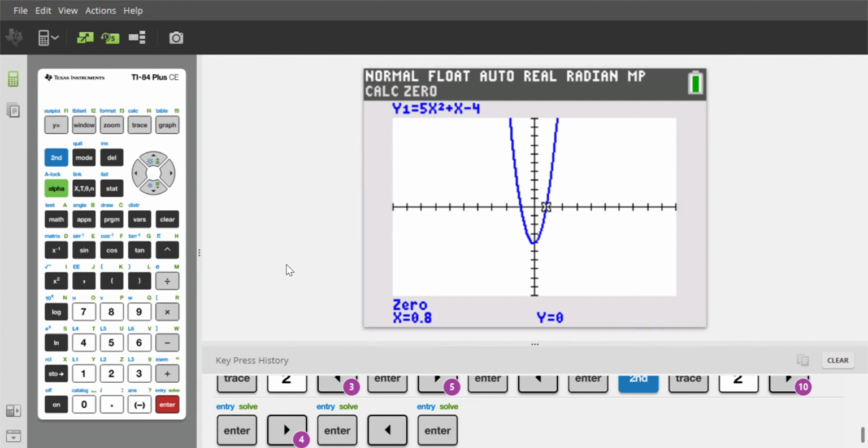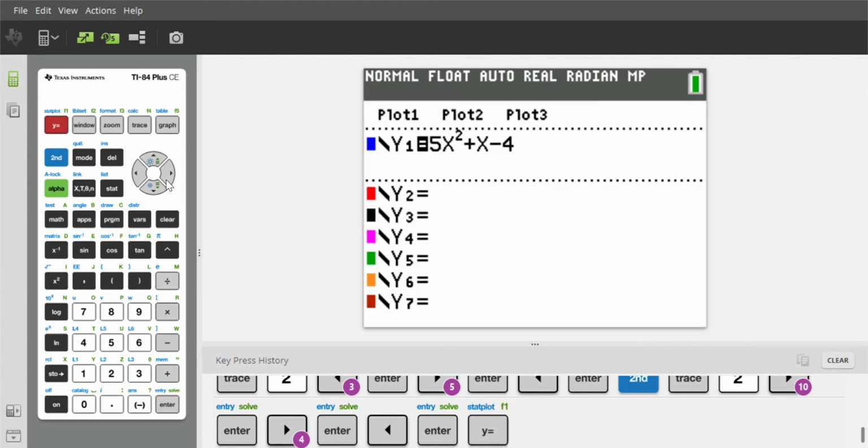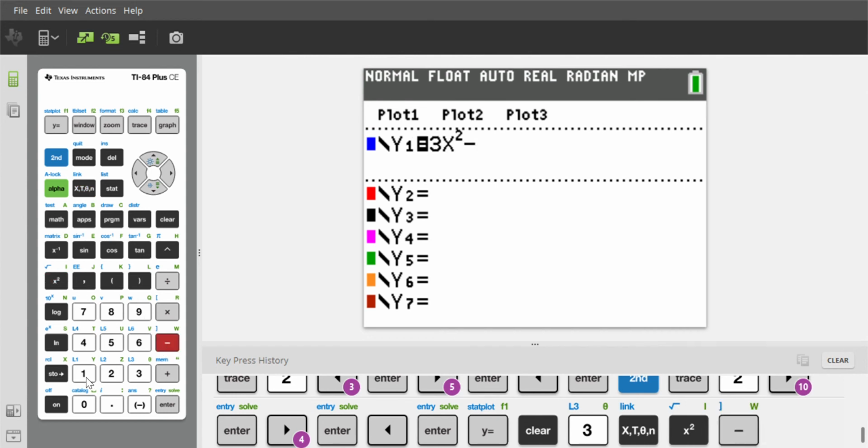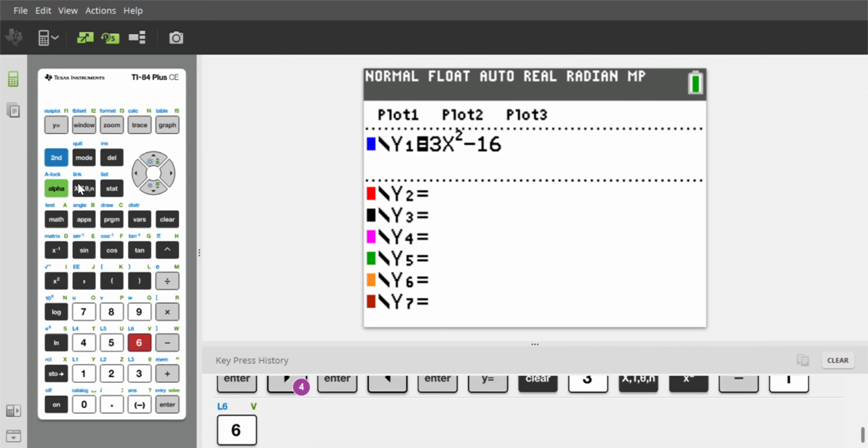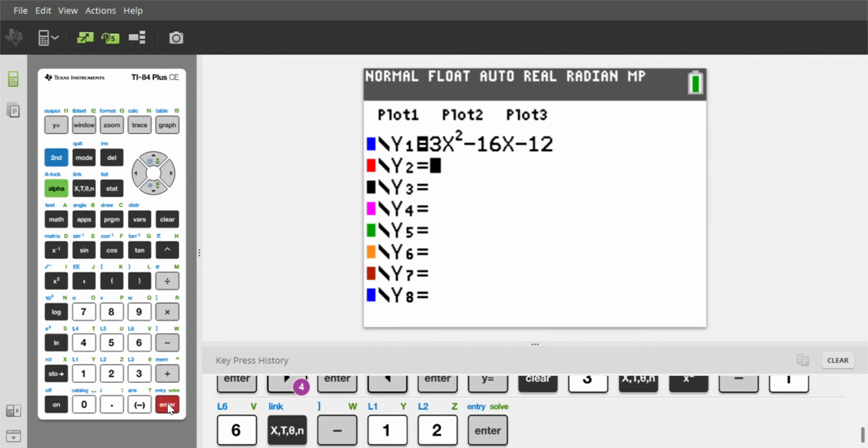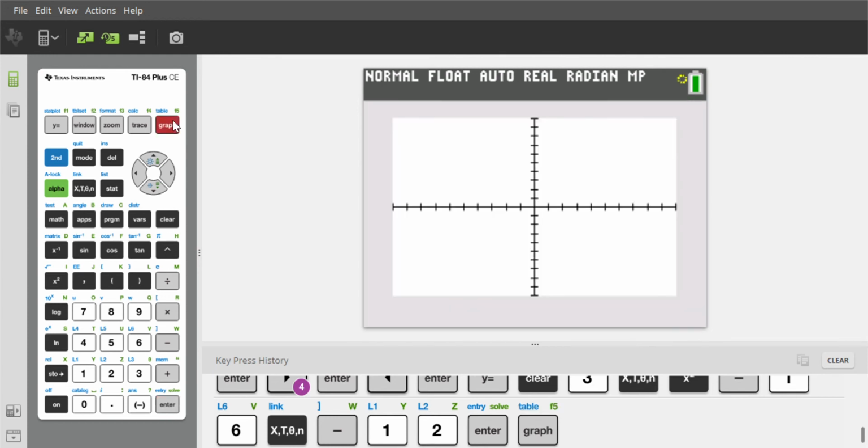Okay, let's do another example where the answer is not going to be in tenths. So let me clear this out. And let's enter 3x squared minus 16x minus 12. So 3x squared minus 16x minus 12. Okay, and there's my function. I'm going to graph it.